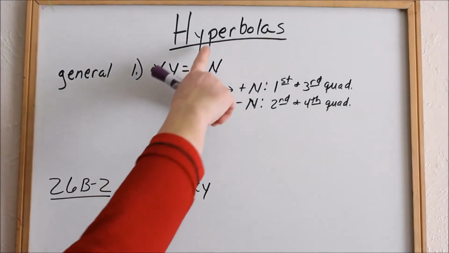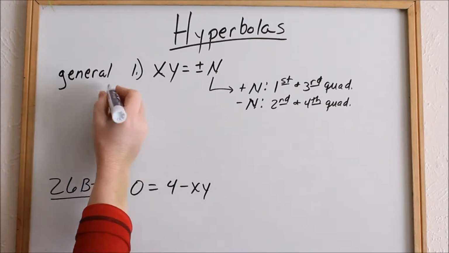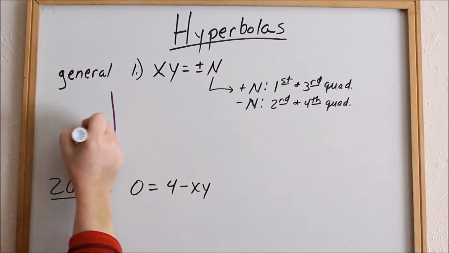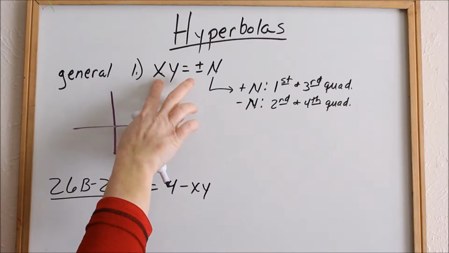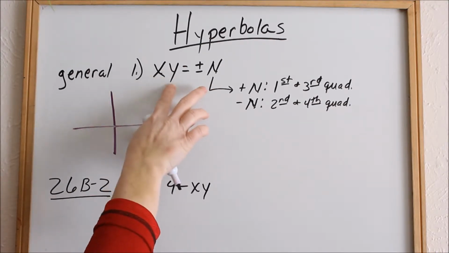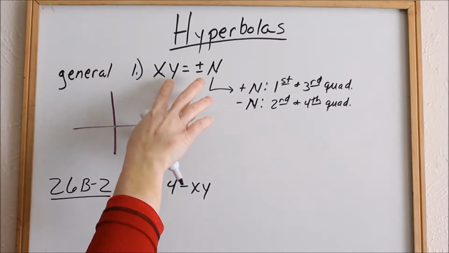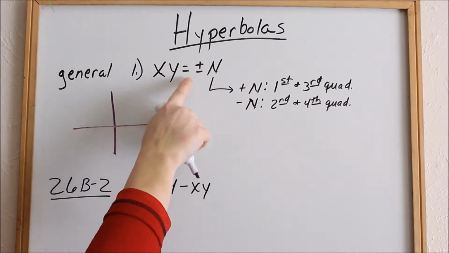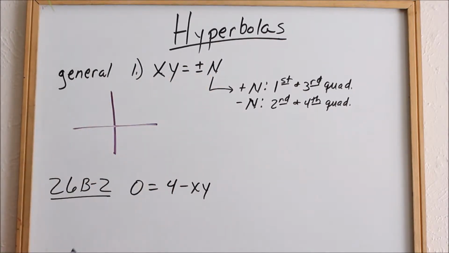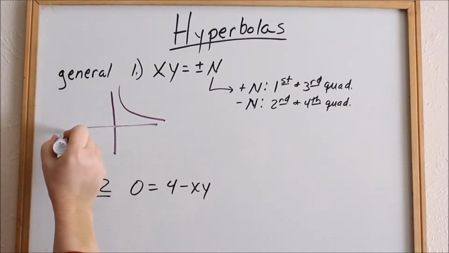Alright, we're going to be graphing hyperbolas. Hyperbolas have two parts to them in their graph. So just to show you in general what a hyperbola looks like: a hyperbola, when the equation looks like this, x times y equals a plus or minus number. So basically it's going to be xy equals a positive number or xy equals a negative number. Hyperbolas have two parts and they are a mirror image of each other.